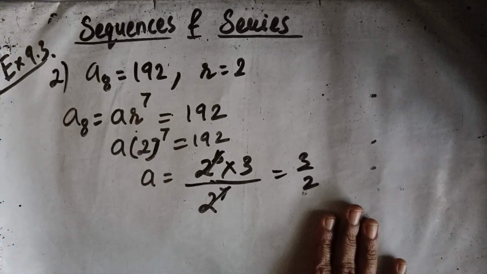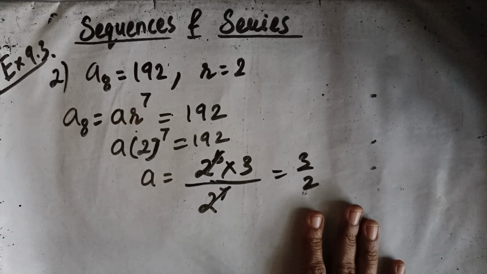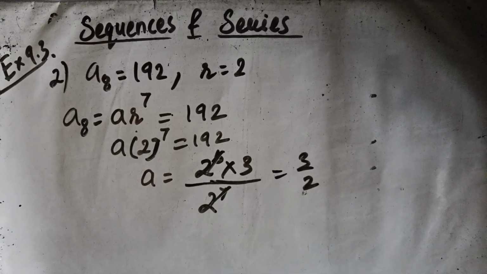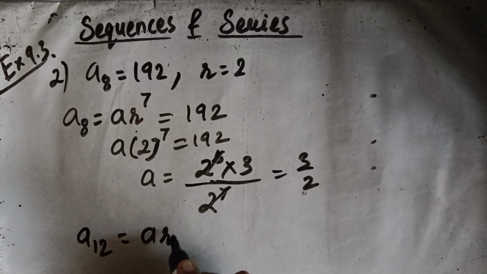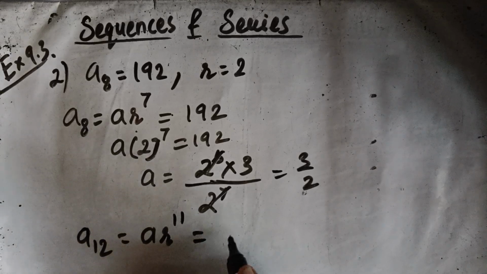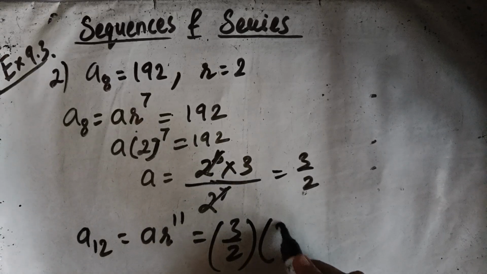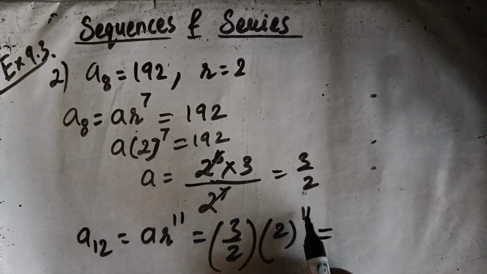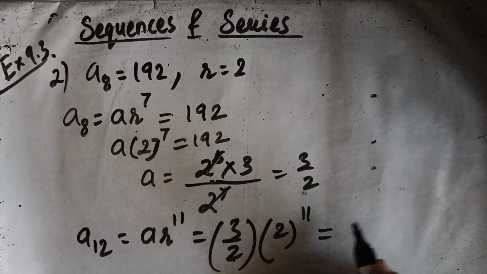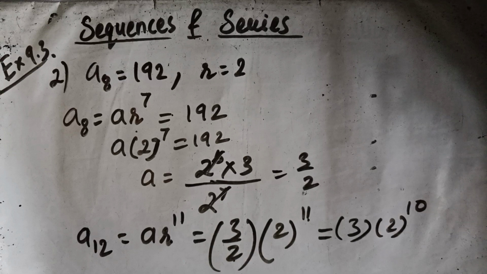Okay, this is A. We have to find the 12th term, A12, a r raised to 12 minus 1. A is 3 by 2, R is 2 raised to 11. So this 2 you can take here. So it will be 11 minus 1, 10.